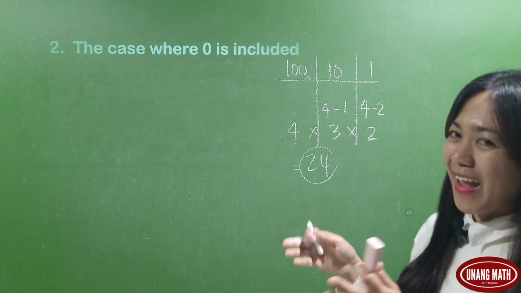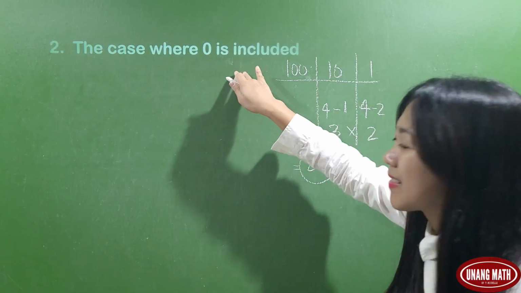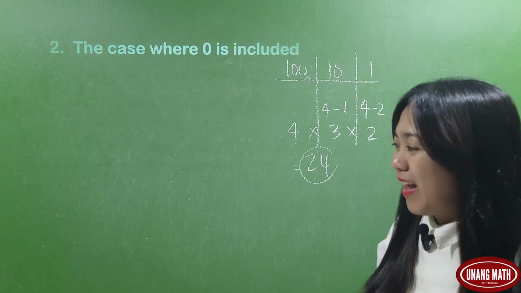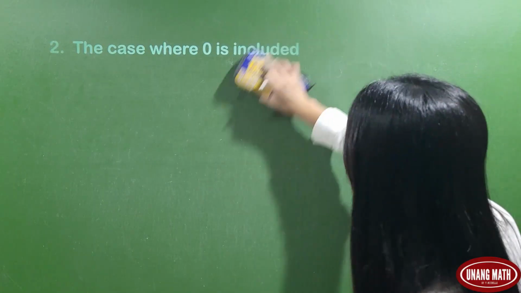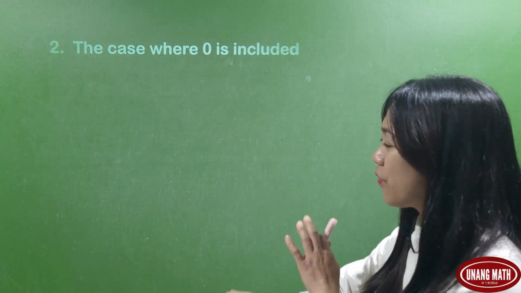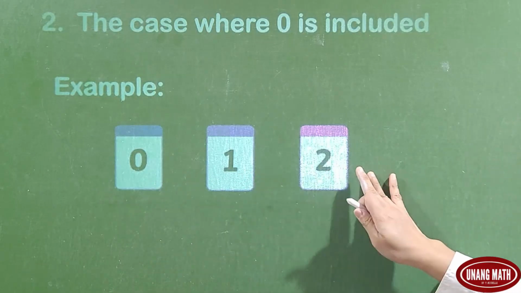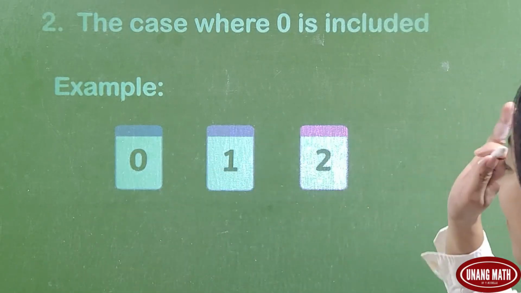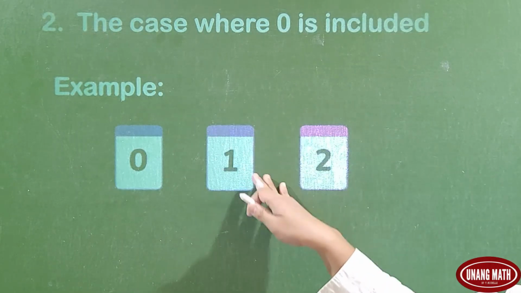Okay, moving on to the second case. This time, 0 is included. In the first part a while ago, 0 was not included. How about if 0 is included? How are we going to find all the possible outcomes? Let's give an example. We have here 3 number cards, numbered 0, 1, and 2. And 0 is included. We are going to create a 3-digit number using all these number cards.